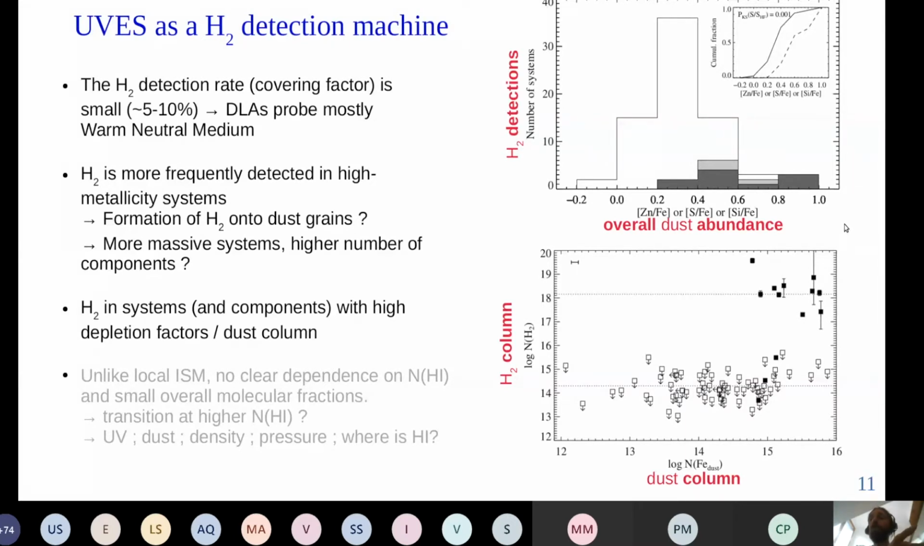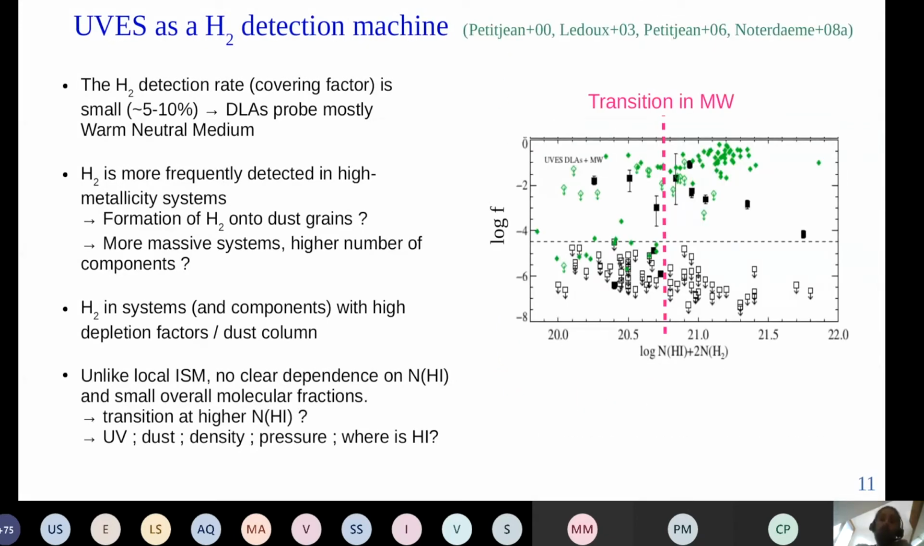You can see this better in the bottom right plot, where you have the H2 column density against the column density of iron, which is locked into dust, which is missing from the gas phase. And again, all the black points show the H2 detections, and the white empty squares are the non-detections. And here it's very clear that all the detections are at high column density of dust.